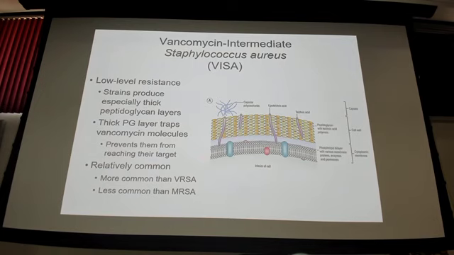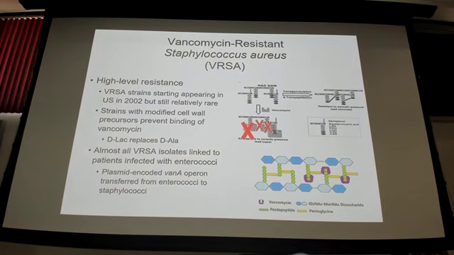So this is concerning just on the merits, the fact that we have VISA isolates. But then we also, unfortunately, started to see these VRSA isolates. This is still relatively uncommon. When we do identify VRSA isolates, it's cause for alarm. It's a very, very, very bad thing to see. But we get high level resistance, which means no matter how much vancomycin you give that patient, it's just no longer going to work because the target has been completely nullified.